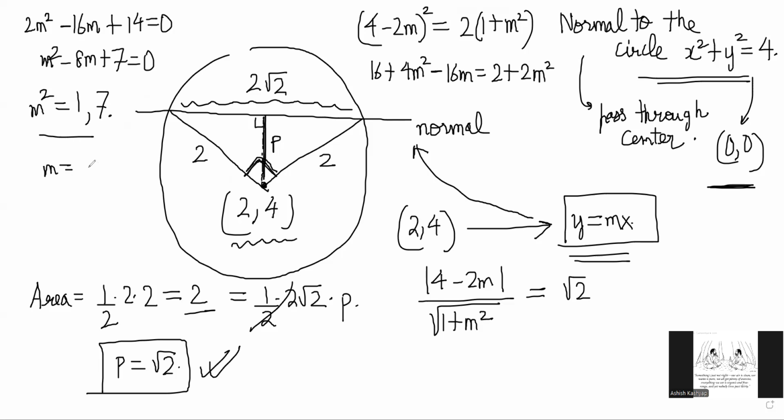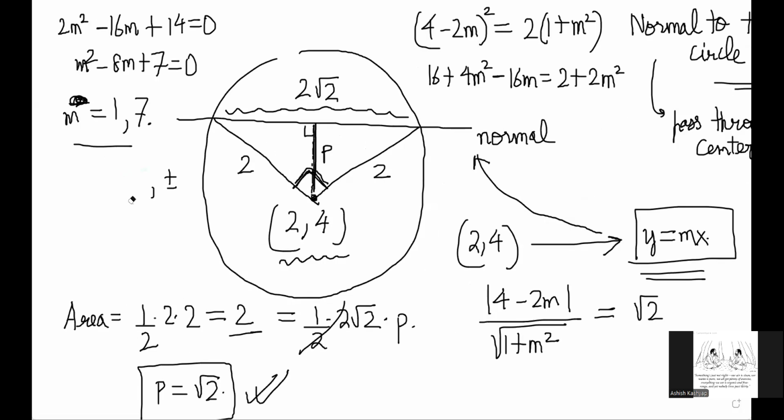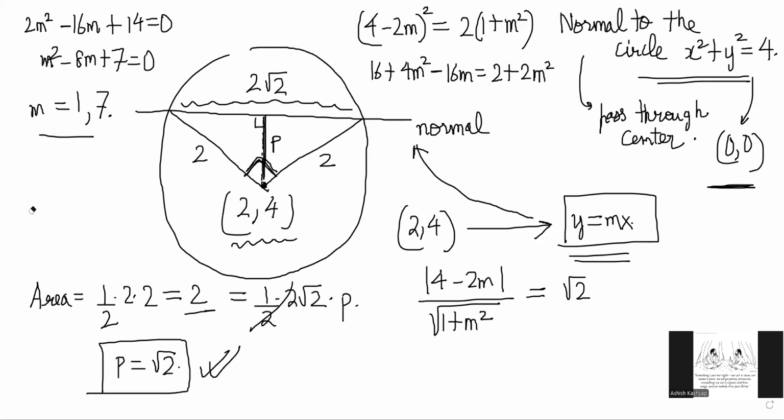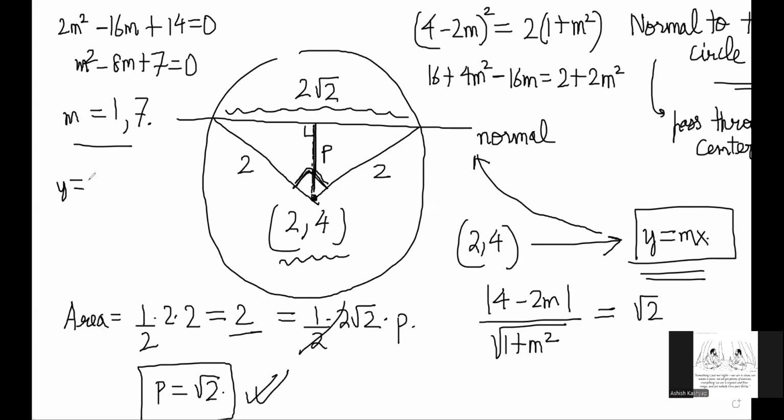Here I'm getting m square minus 8m plus 7. I'm saying it wrong. Since this is a quadratic, the solutions of m are 1 and 7. Therefore, the lines become y is equal to x and y is equal to 7x. These are the two possible lines for us. And those are options A and D. So that solves this question.